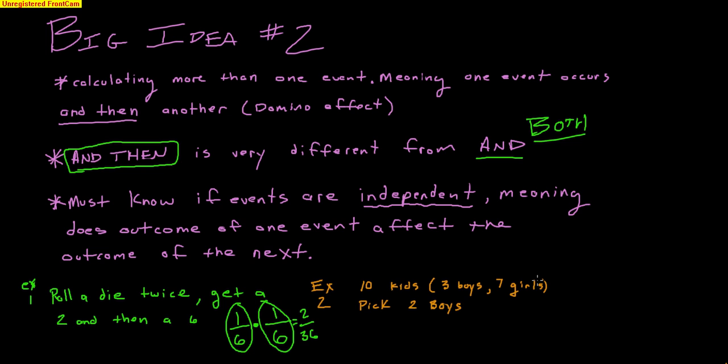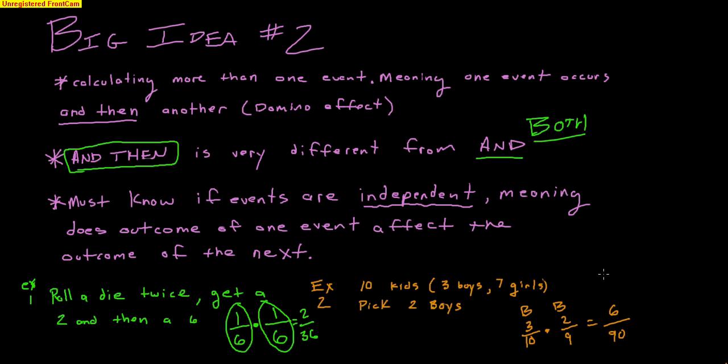Now here's a second example where it's not independent. Here we have 10 kids and we're picking 2 boys. There are 3 boys and 7 girls. So now I need a boy and then a boy, right? The first boy, I have 3 out of 10 to choose from. For the second boy, because I already picked a boy, my second choice is now affected. That means there's only 2 boys out of 9 total kids. So I have 6 out of 90. That is how you would solve that.